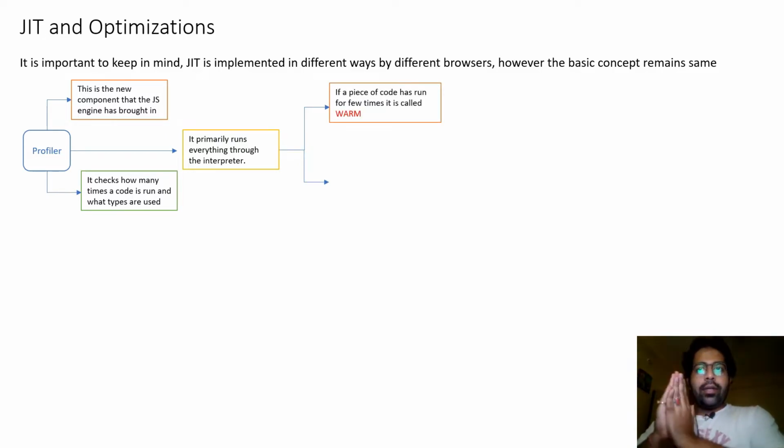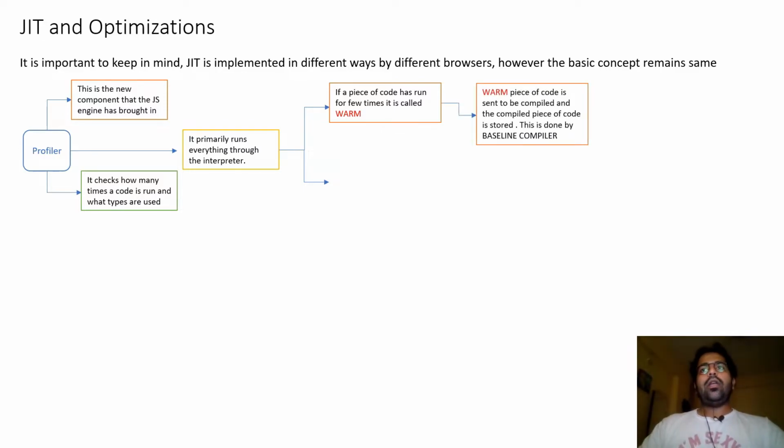One, it encounters a warm piece of code. If a piece of code has been running continuously for a particular piece of time, it is called a warm piece of code. What happens to a warm piece of code? It is compiled, and that piece of code is sent to the baseline compiler. You know, the compiler was bifurcated into two parts: baseline compiler and optimizing compiler.